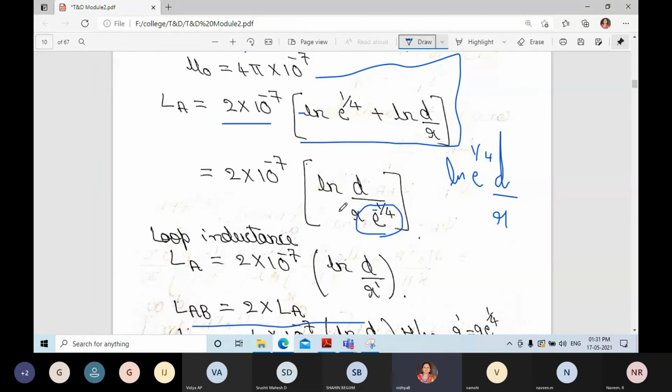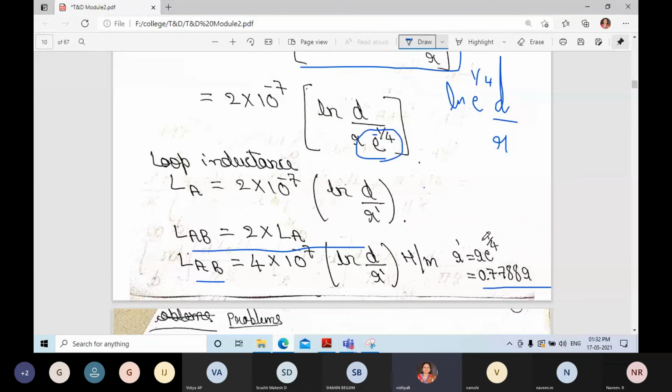So this is nothing but similar to ln e to the power of 1 by 4, or you can write r into e to the power of minus 1 by 4. This you also need to change: r into e to the power of minus 1 by 4 value is 0.7788 into r. Okay, that is the r dash value. In the next class we shall discuss the problems. Okay.